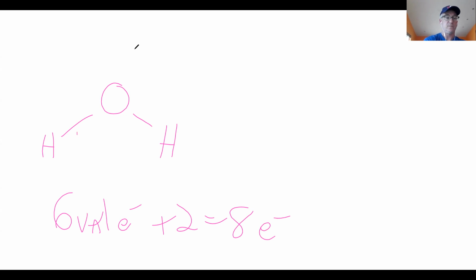Here's 2 bonds. Each one of them has 2 electrons in it. That's 4. So we have 4 electrons left over. Leftover electrons always go in the middle. And here is our 4 electrons going on oxygen.